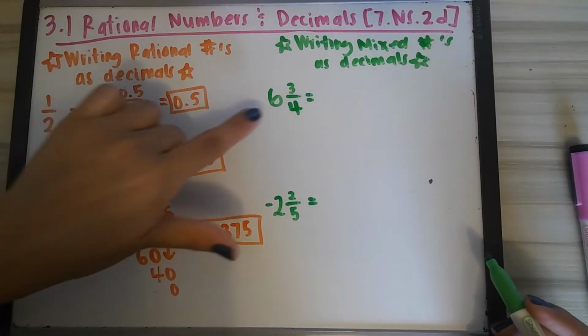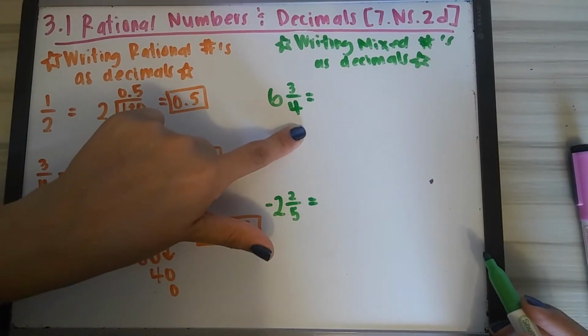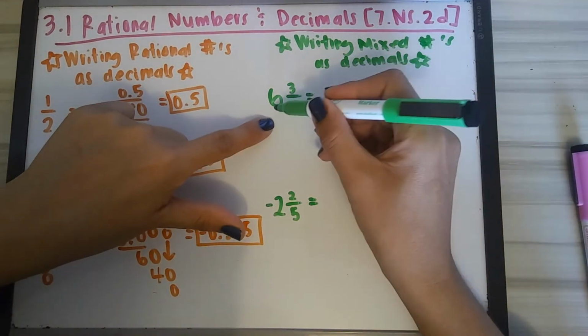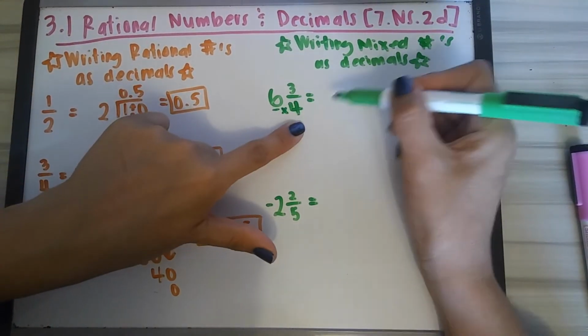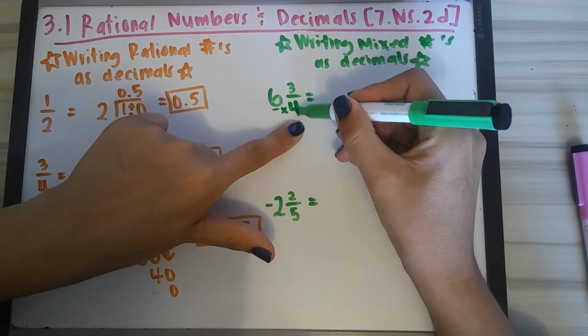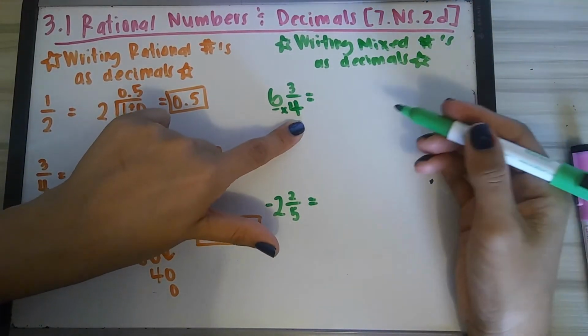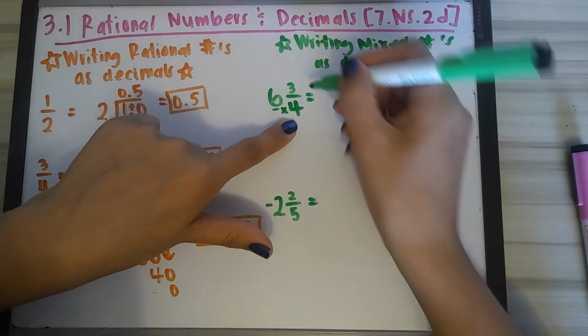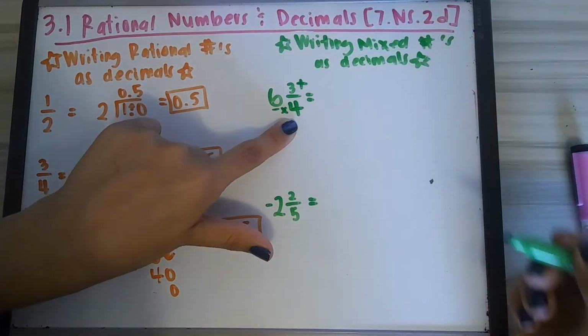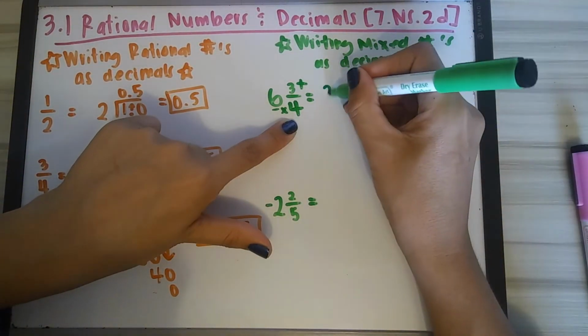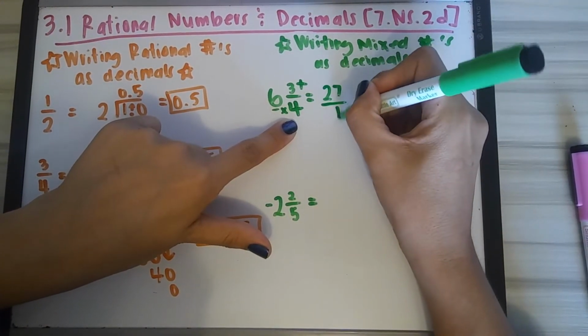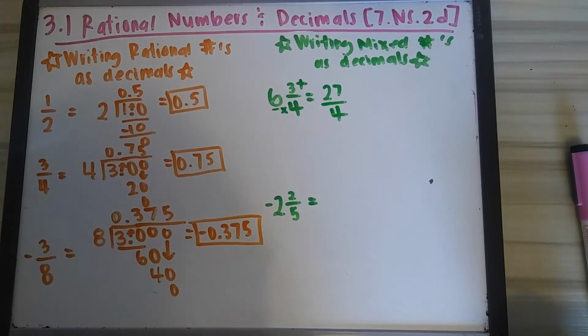So how do we change a mixed number into an improper fraction? I'm going to take my whole number, I'm going to multiply by my denominator because this tells me how many equal parts I'm cutting each whole into. So 6 times 4 is 24, and then I'm going to add my numerator. So 24 plus 3 is 27. And I always keep the same denominator. Let me just show you why.